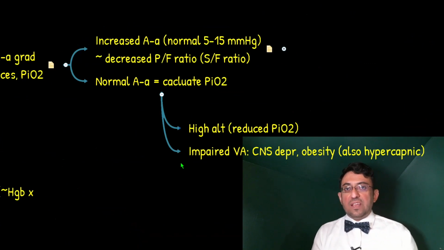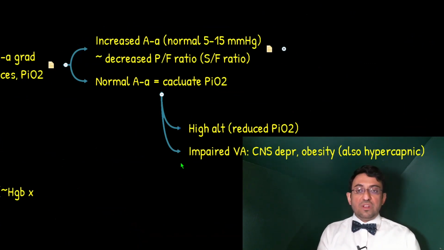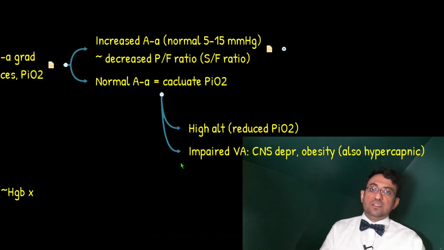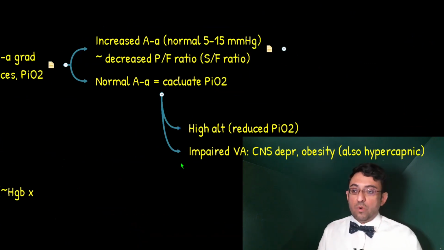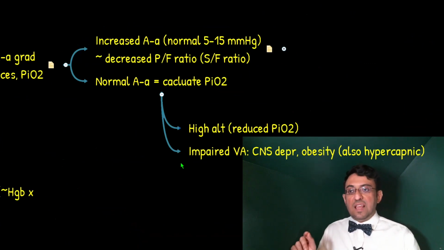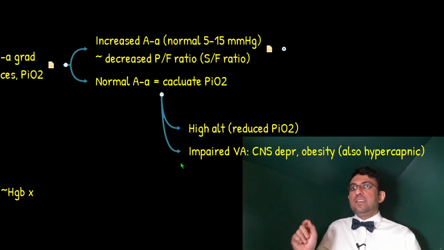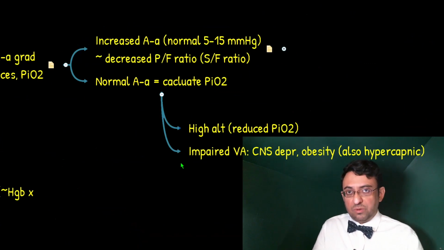Now, because in the interstitial type the diffusion is impaired, we will have decreased P to F ratio and we will have reduced DLCO. However, in non-interstitial type restrictive lung disease, such as chest wall disorder, myasthenia gravis, CNS depression, obesity, etc., DLCO is normal. If the DLCO is normal, it means alveolo-arterial gradient is going to be normal. The cause of hypoxemia is impaired ventilation. In other words, we are mainly dealing with a hypercapnic respiratory disturbance.